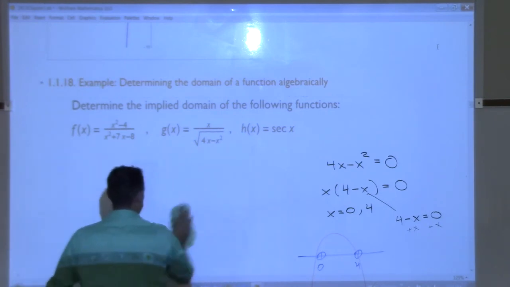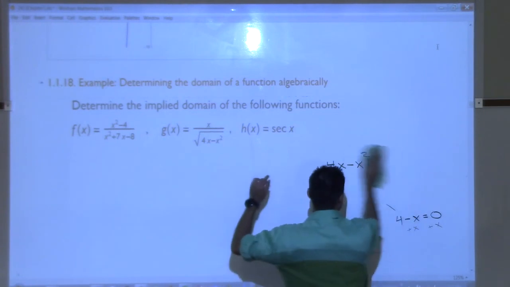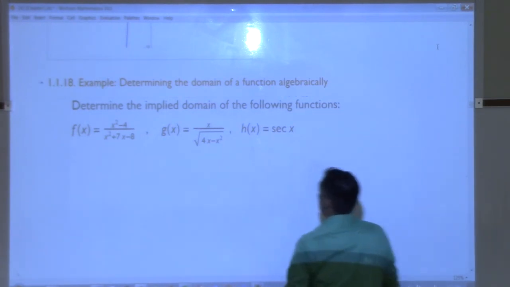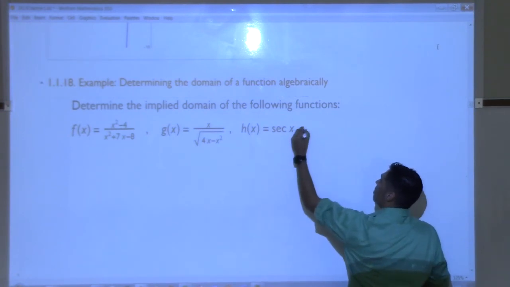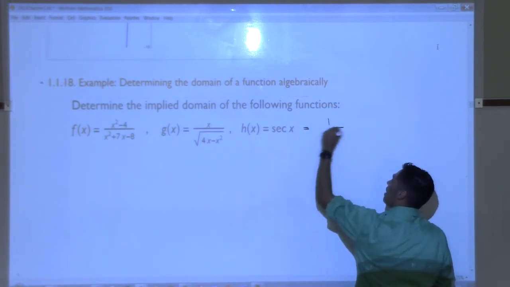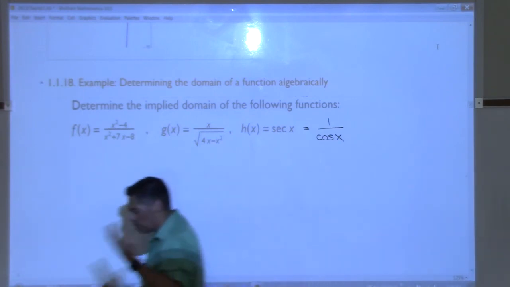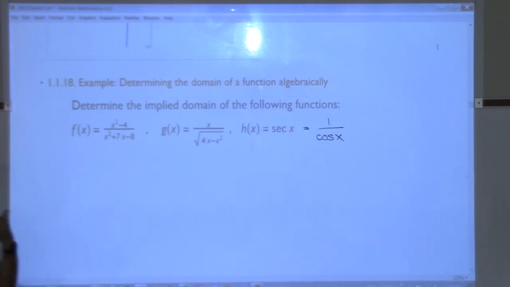You get 1 over cosine. Okay, good. That's the first thing I was hoping you would say. So Omar is saying, all right, we're trying to find the domain of this. From pre-cal, Omar remembers that that's 1 over cosine of x. And now algebraically, Omar, what do we not want to happen here?